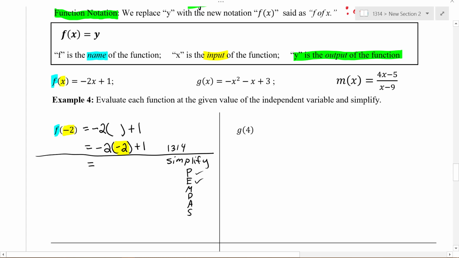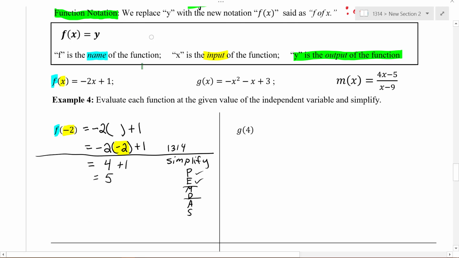So the next thing is any multiplication or division that we see. I do see some multiplication, so I have to do that next. I have to do multiplication and division before I can do any addition or subtraction. Addition or subtraction comes last. -2 times -2, do that multiplication first. That gives me a +4. 4 plus 1 gives me a +5.